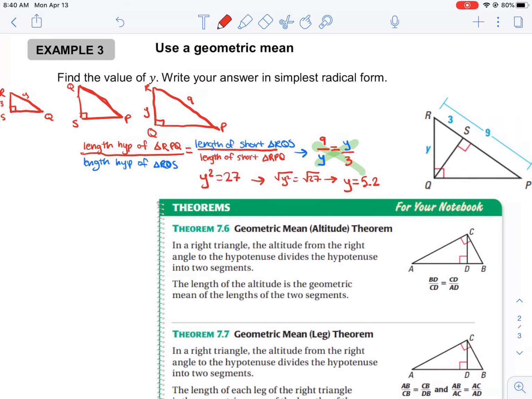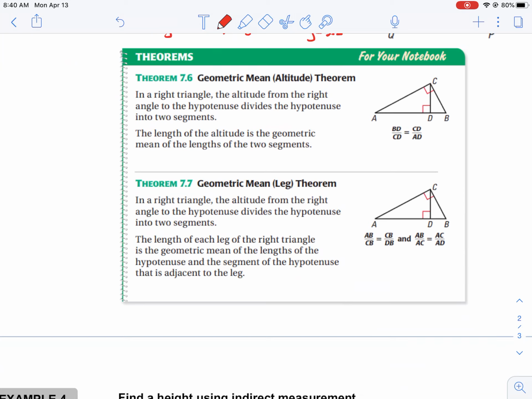So then we have this last theorem, well, two theorems. Theorem 7.6 says, in a right triangle, the altitude from the right angle to the hypotenuse divides the hypotenuse into two segments. The length of the altitude is the geometric mean of the length of the two segments. 7.7 is the geometric mean leg theorem. It says, in a right triangle, the altitude from the right angle to the hypotenuse divides the hypotenuse into two segments. The length of each leg of the right triangle is the geometric mean of the lengths of the hypotenuse and the segment of the hypotenuse that is adjacent to the leg. So they have the proportions there set up for you so you can kind of model how you're doing your problems from these theorems.